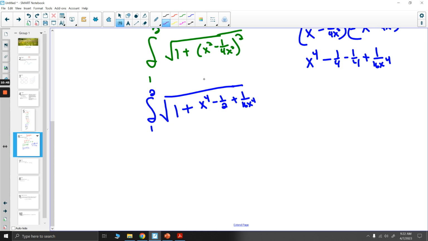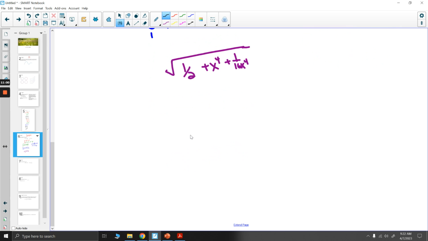Okay, so 1 minus 1/2, that will be 1/2, plus x to the 4th plus 1/16 x to the 4th. Okay. Now, if I see a trinomial, one of the things I'm thinking is maybe it's a quadratic in form. So let's rewrite this into more standard form: x to the 4th plus 1 over 16 x to the negative 4, something like this, plus 1/2. Okay.